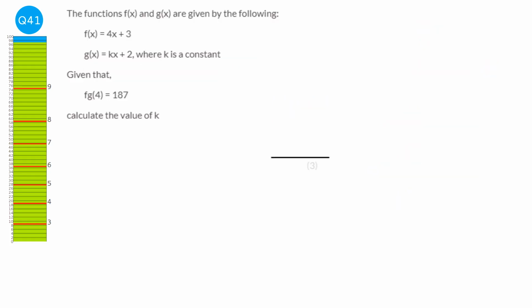We're going to first of all work out what the function fg of x is. And to do that, what we're going to do is just feed in the value of g of x, the function kx plus 2, as the value of x in the f of x function. So instead of 4x, it'll be 4 lots of kx plus 2 and then plus 3.